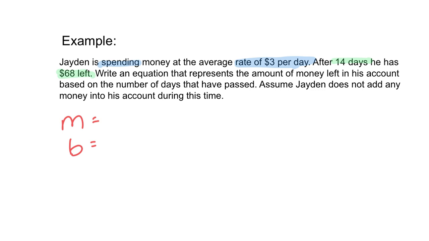So this one tells us that he's spending money at $3 per day. That's my slope. It says rate. We know that's the slope. Since he's spending it, it's decreasing by 3. But it never tells me how much money he started the account with. It tells us that in 14 days he's got $68 left, but it does not tell us where he started. But I can use that 14 days and $68 as a point, and I can solve for B.